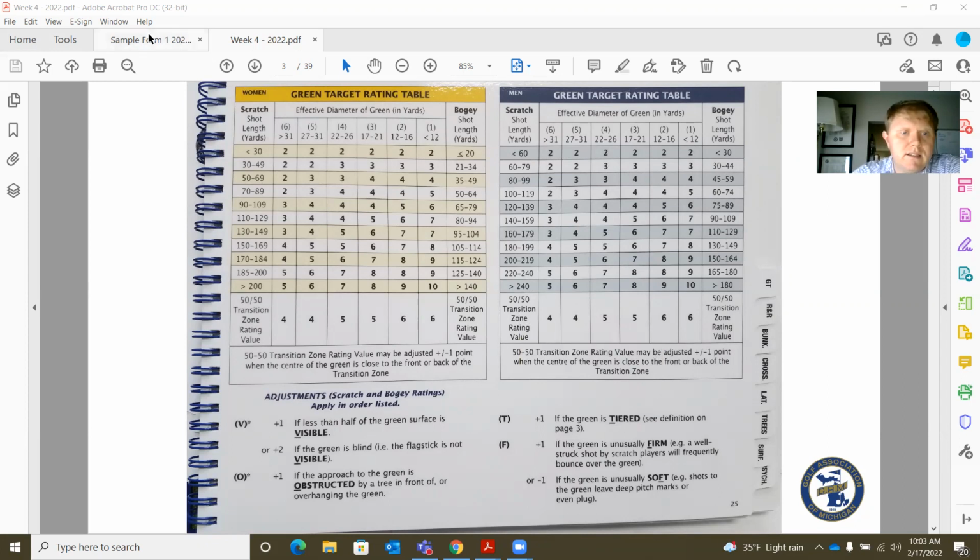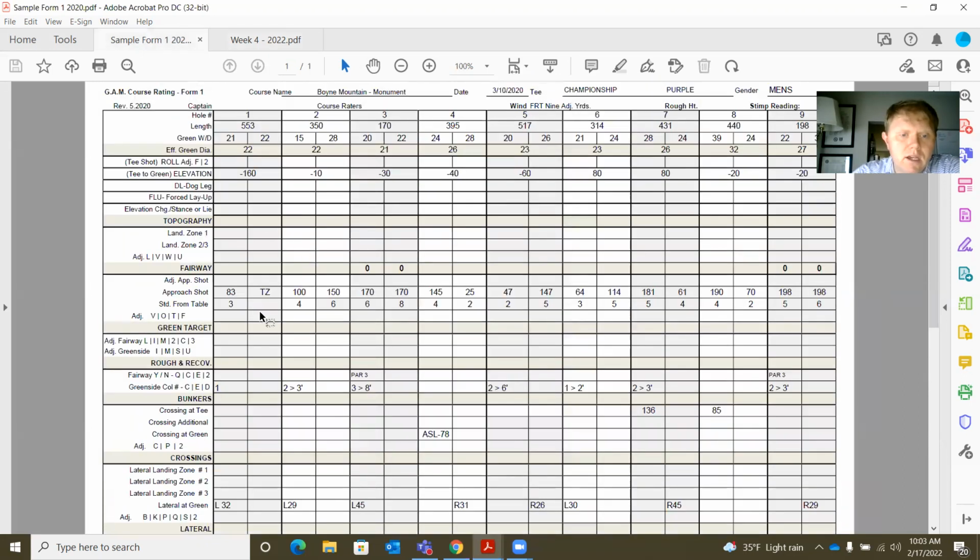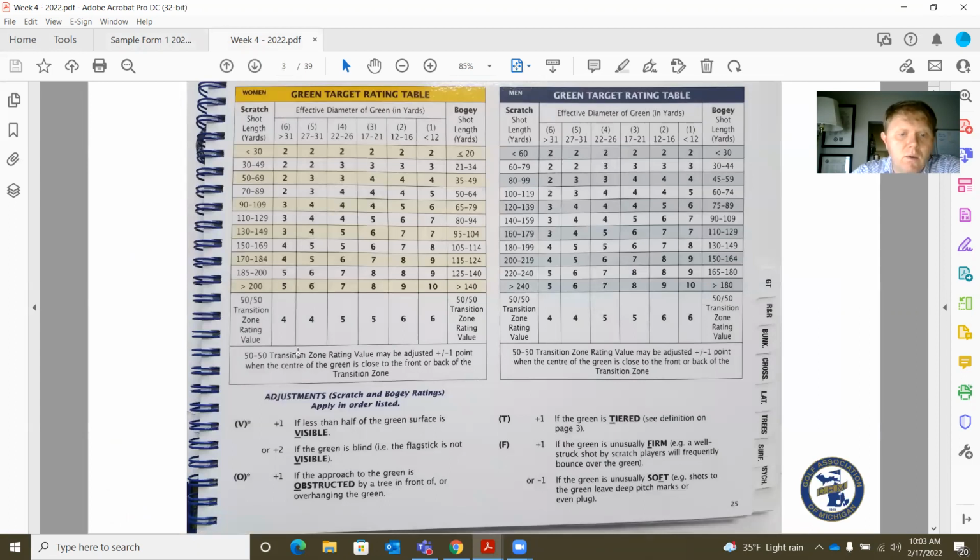But what you'll see is, just like we talked about last week on your Form 1, you could see in this approach shot, this TZ, and that's what they're referencing, this transition zone. So for all intents and purposes, when we see that TZ, we're going to assume that when we put our green target value in, we're going to use this bottom row here, unless there's something that gets us out of transition, or we might have a layup or something like that that would make that TZ null and void. So if you do see TZ, that's what it stands for, transition. And 9 times out of 10, you're going to just pump in this value down here in the bottom row.